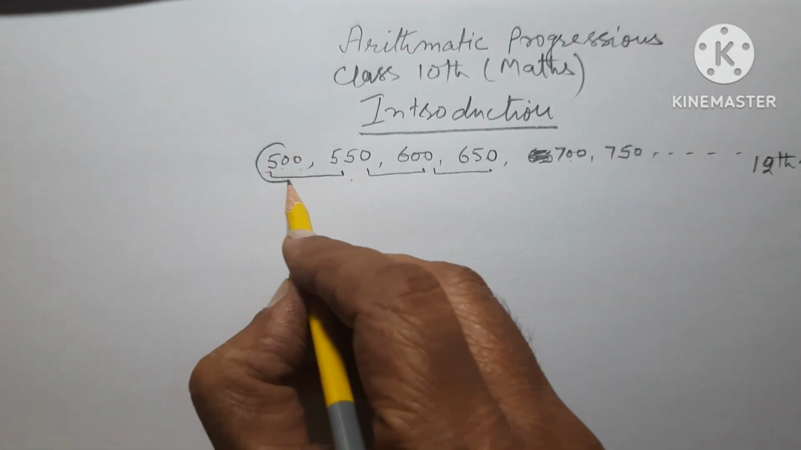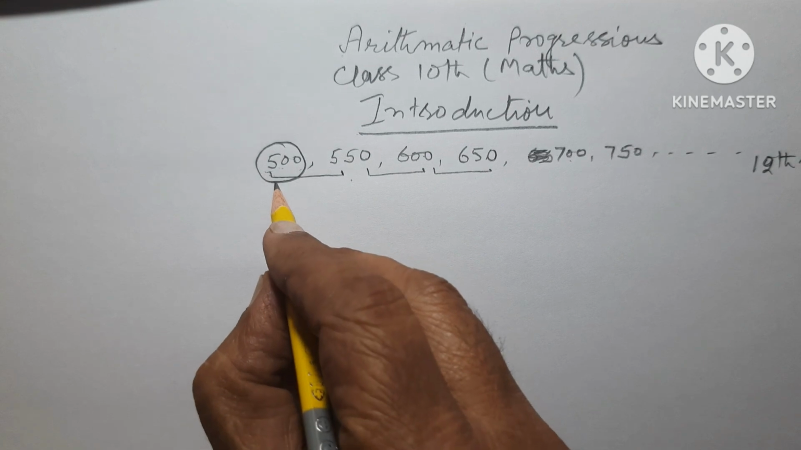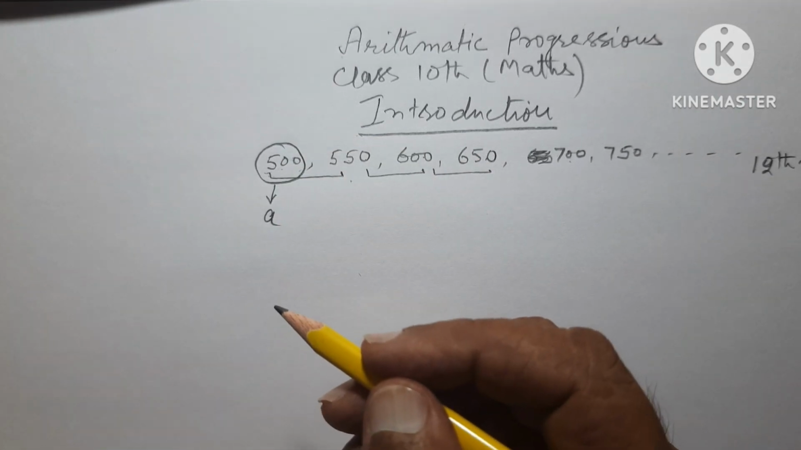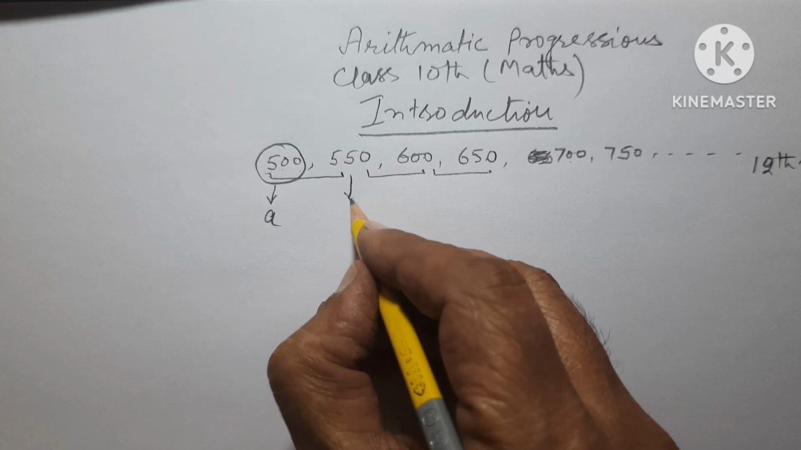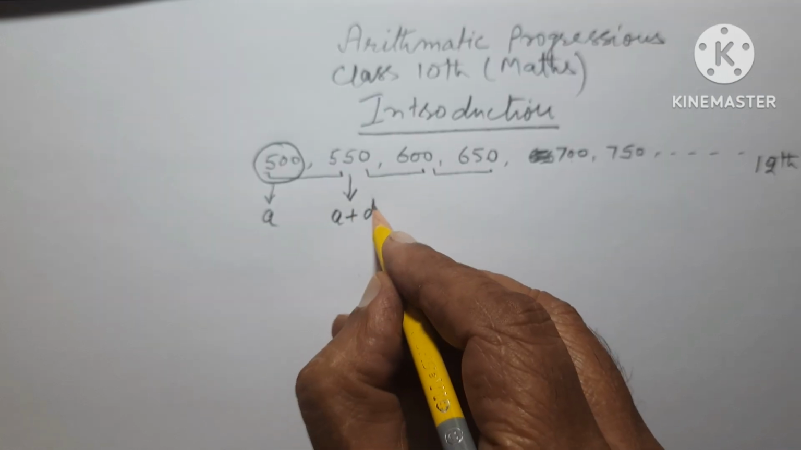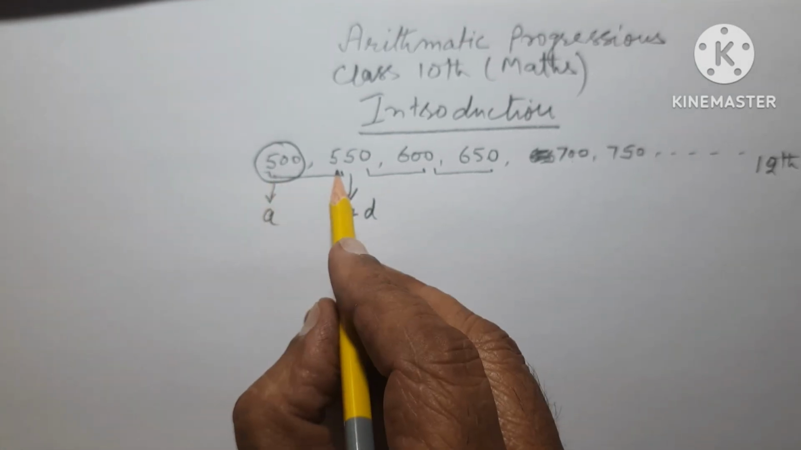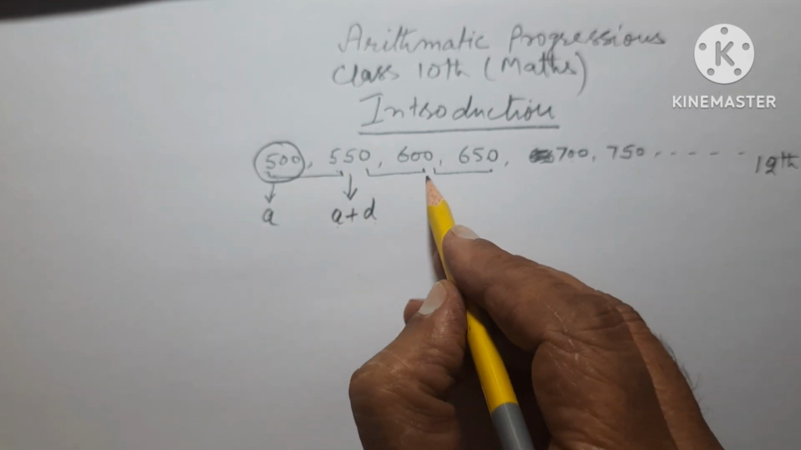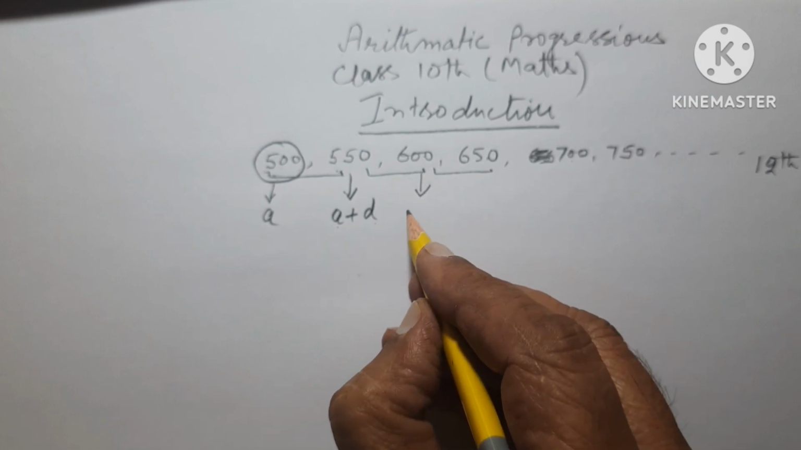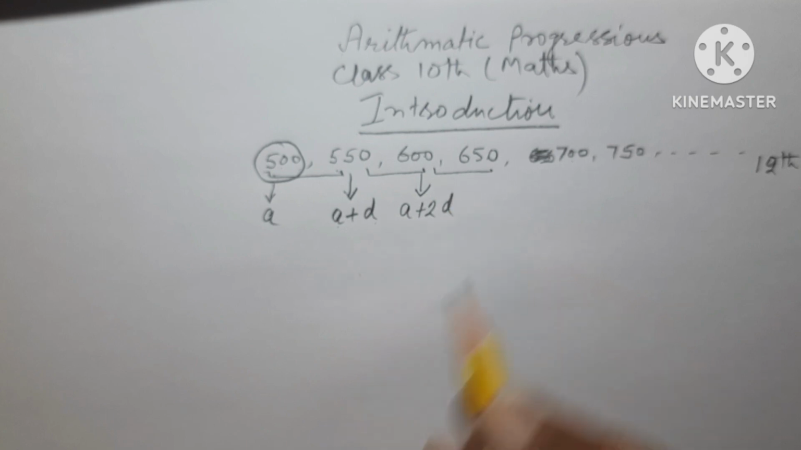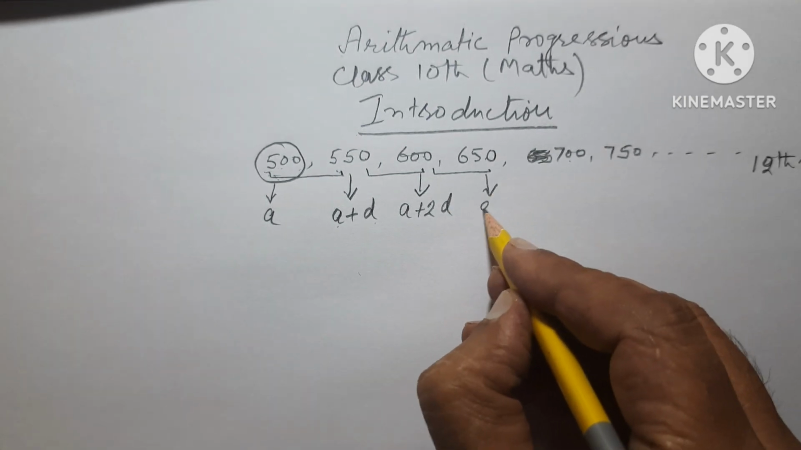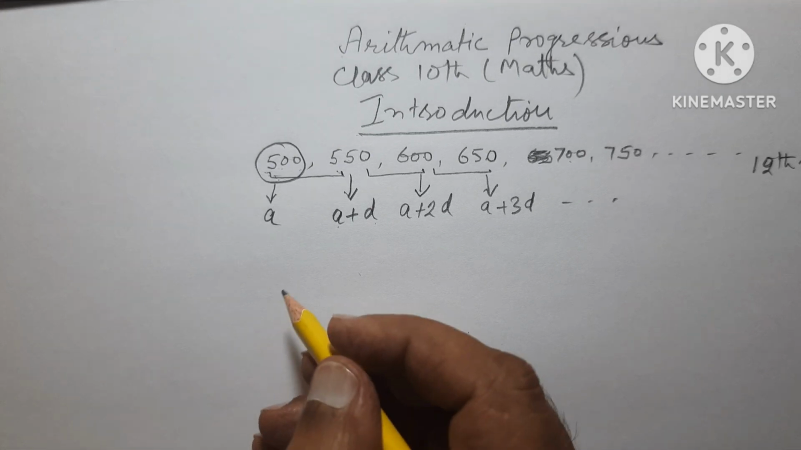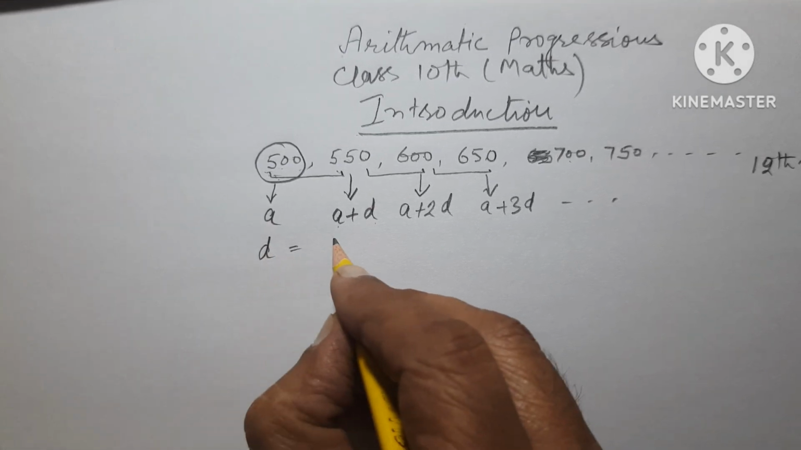The first term is normally represented by A. And the next is represented by A plus D, because the difference is 50 rupees, that is D. So 550 rupees means A plus D. And this can be represented as A plus 2D, and this as A plus 3D, and so on, where D is the common difference.